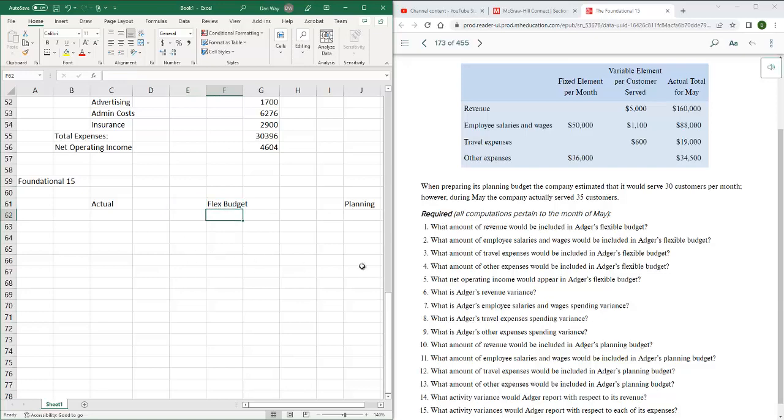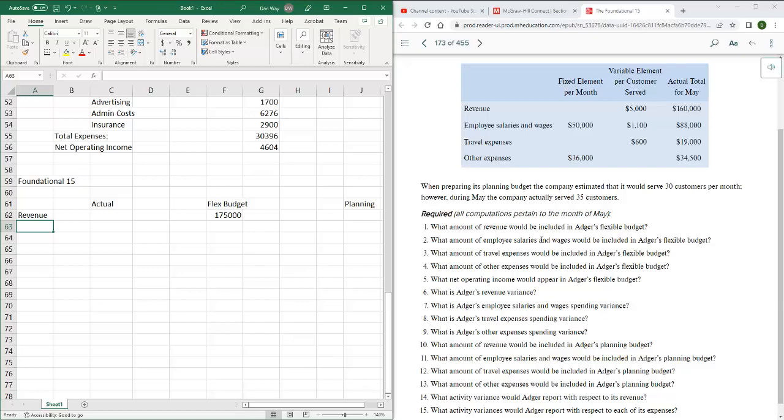All right. So number one, what amount of revenue would be included in the flex budget? Let's go ahead and pop that right in here. Now for revenue, we know the variable element per customer is $5,000 and there's no fixed piece. So $5,000 times, for the flex budget, the actual number of customers served of 35, and we'd have revenue of $175,000.